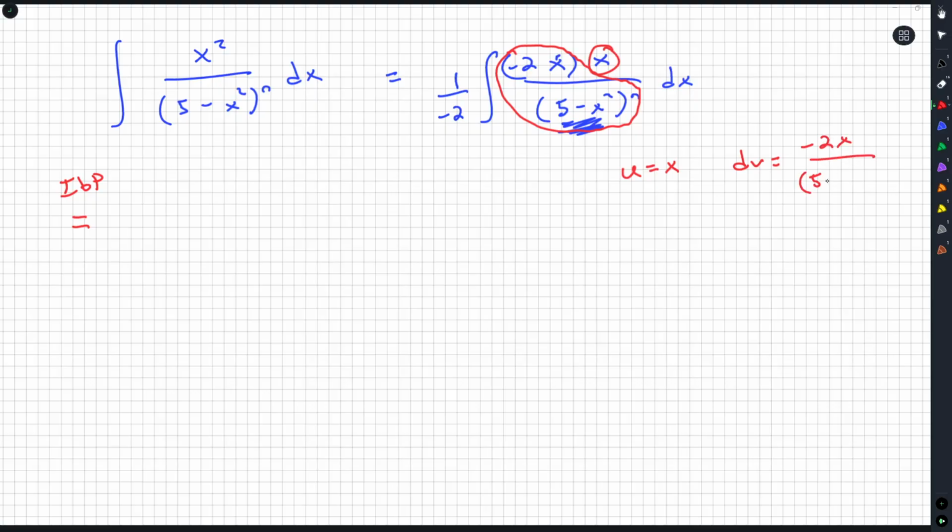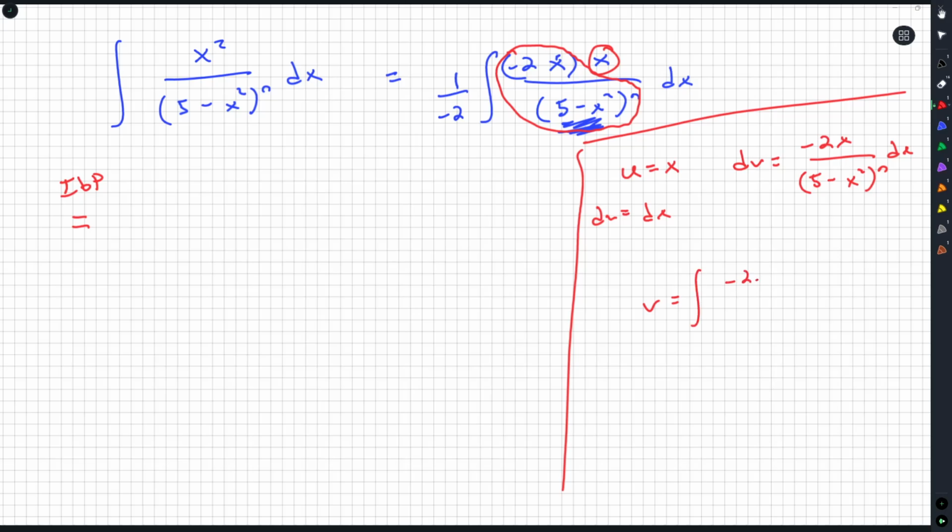Okay? You might say, you're crazy. What are you doing? Save yourself. No. Because I think I can do a quick substitution. Well, quick is in the eye of the beholder, isn't it? So my du would be dx. But now let's find a v. So v has to be an antiderivative of this.